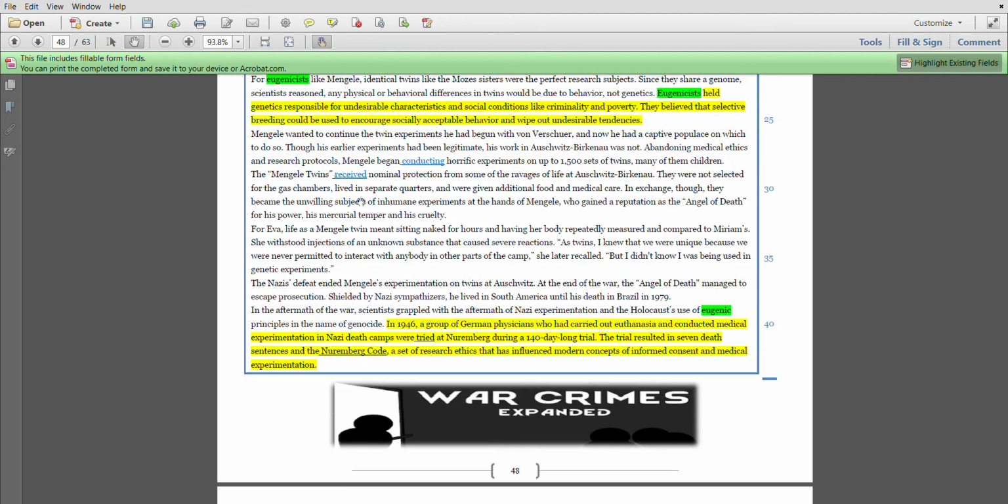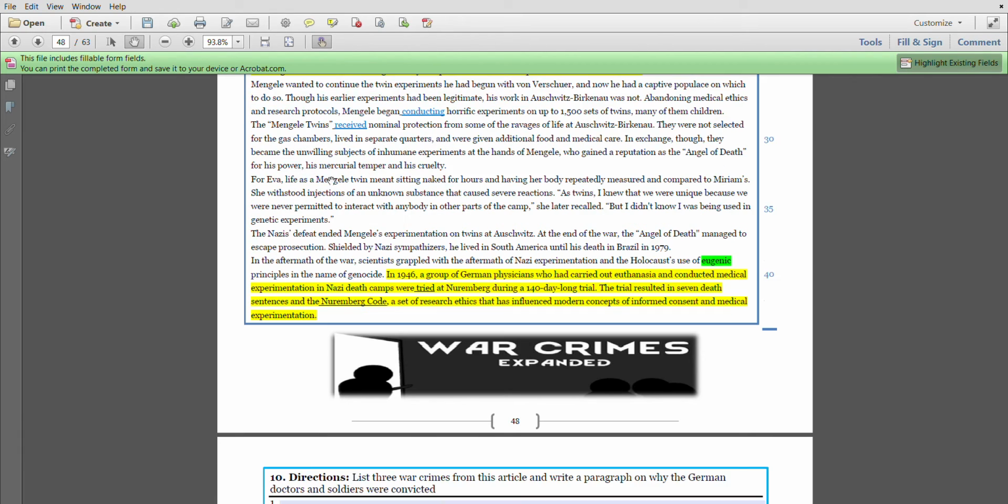Mengele wanted to continue the twin experiments he had begun with von Verschuer, and now he had a captive populace on which to do so. Though his earlier experiments had been legitimate, his work in Auschwitz-Birkenau was not. Abandoning medical ethics and research protocols, Mengele began conducting horrific experiments on up to 1,500 sets of twins, many of them children. The Mengele twins received nominal protection from some of the ravages of life at Auschwitz-Birkenau. They were not selected for the gas chambers, lived in separate quarters, and were given additional food and medical care. In exchange, though, they became unwilling subjects of the inhuman experiments at the hands of Mengele, who gained a reputation as the Angel of Death for his power, his mercurial temper, and his cruelty.